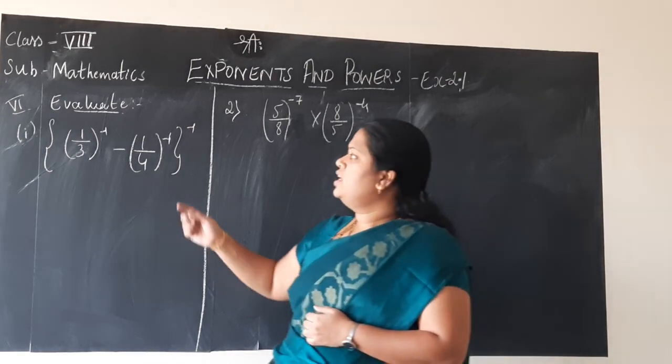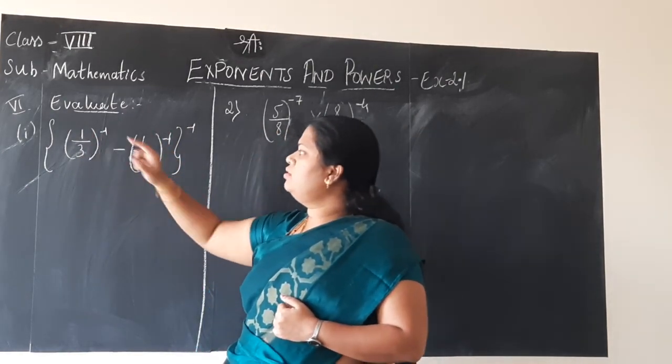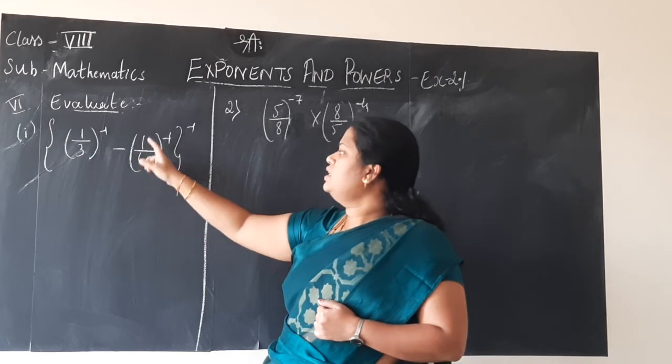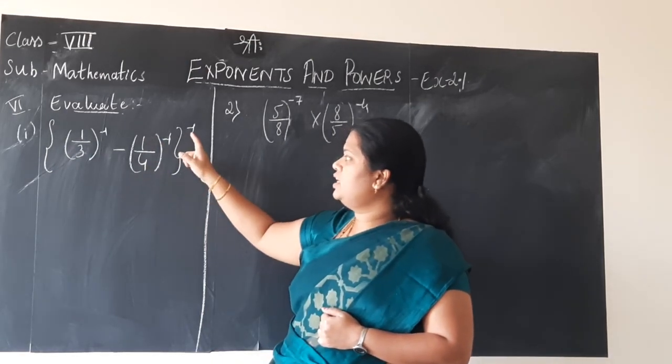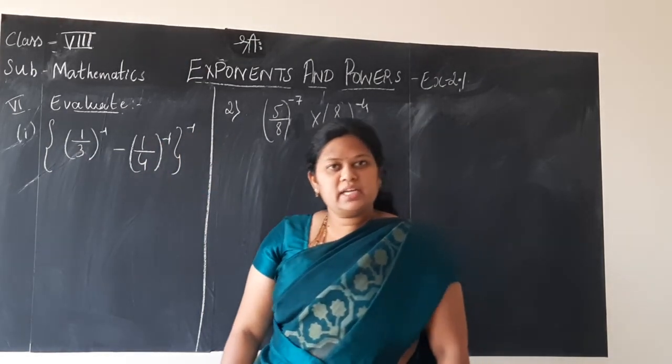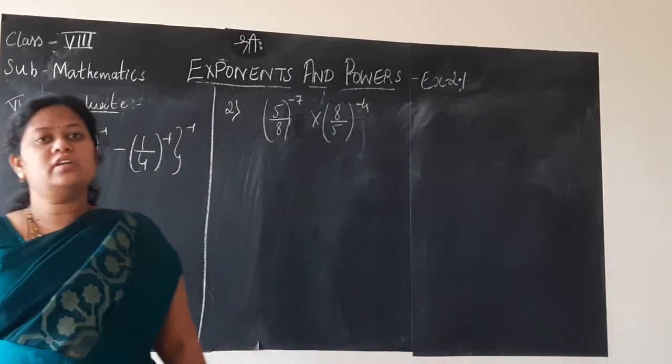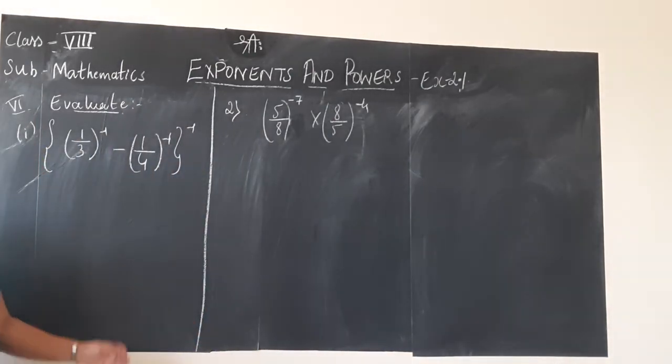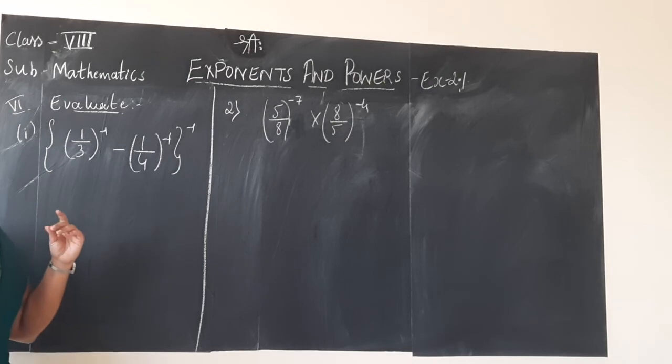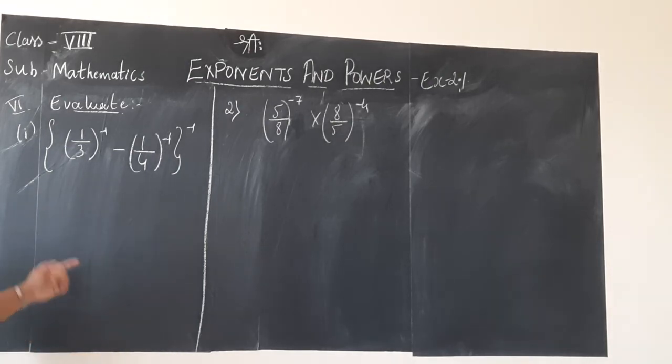Fourth main, children. Evaluate (1/3)^-1 - (1/4)^-1, whole to the power -1. If you look at the question, it seems so difficult. But it is very simple. In just 2 steps you can write the answer or simplify, children.